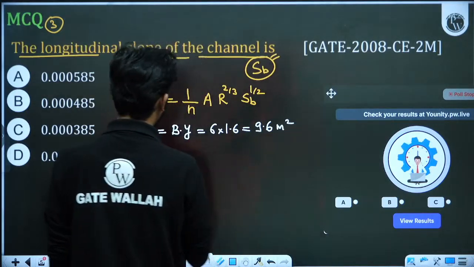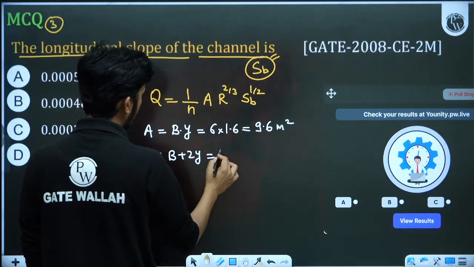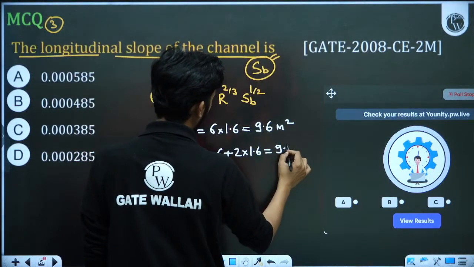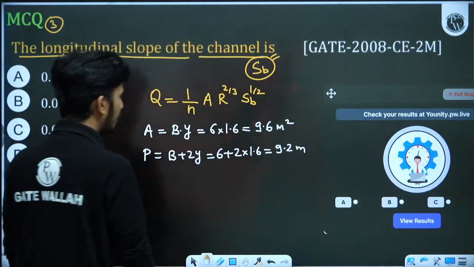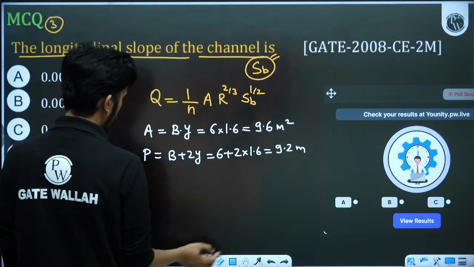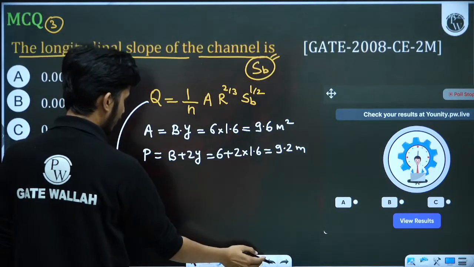meter square. Let's calculate P. Perimeter is B plus 2Y. It is 6 plus 2 into 1.6. This will be 9.2 meter. So what is the value of R? R is A by P. So here we will write down from this equation.